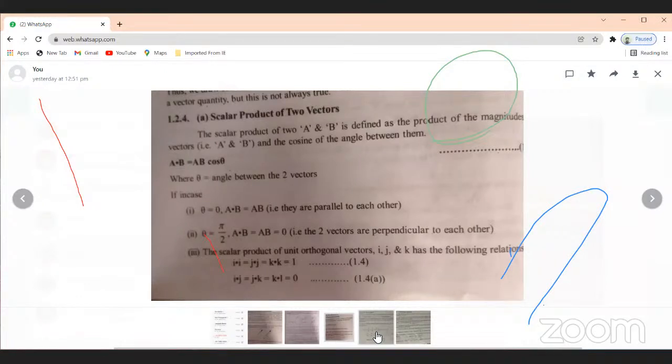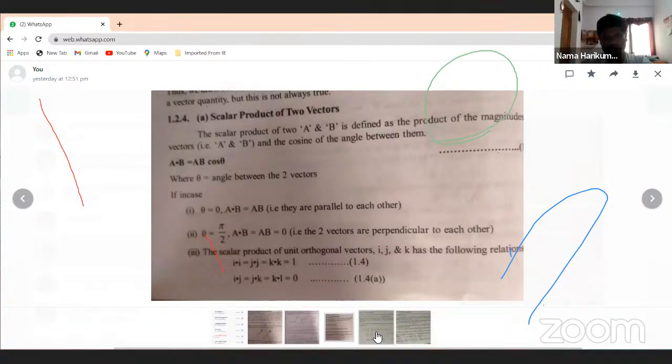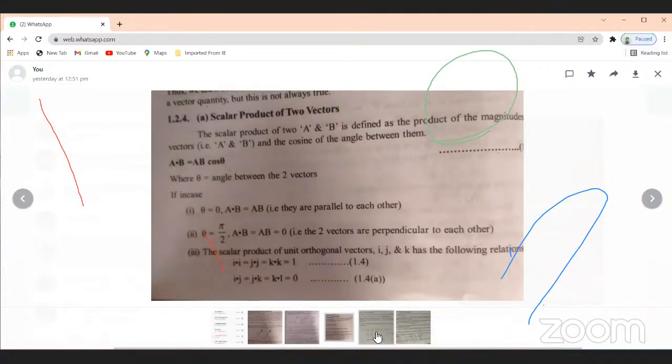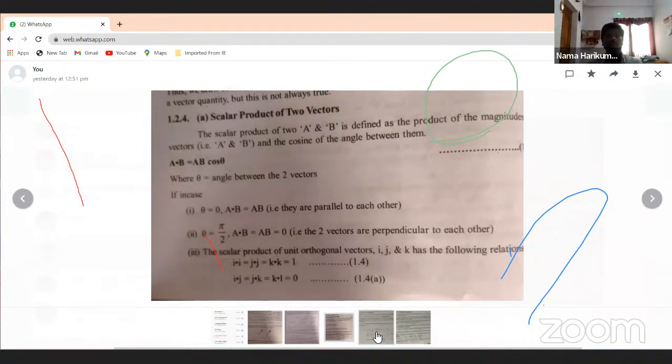Scalar product. For example, A cross B. What is that? That is the vector product. Vector product. Okay.